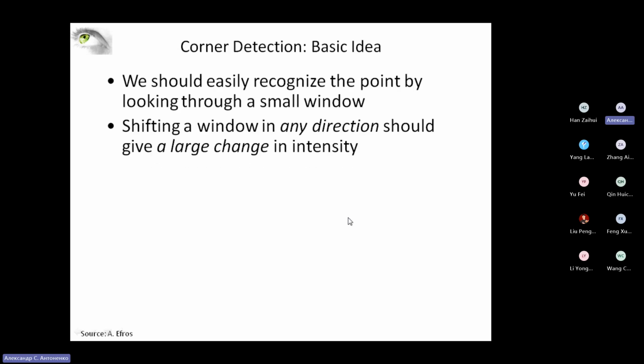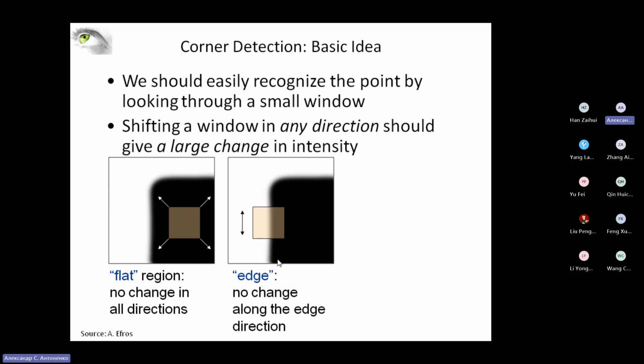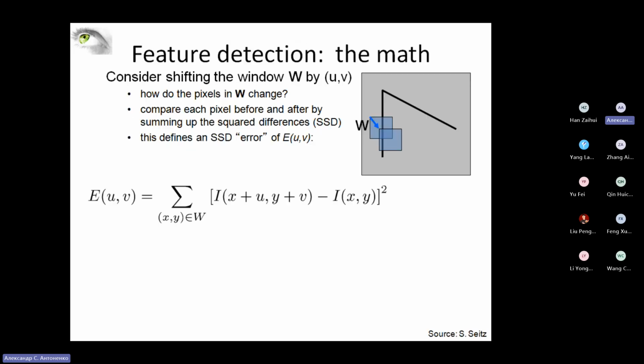Okay, so we will build some small window around the point, and slide this window in some direction. If shifting the window in any direction gives a large change in intensity, then it is a corner. So here it's flat, nothing changes. Here it's an edge, it changes in this direction, but nothing changes in this direction. And on a corner, there are significant changes in all directions.